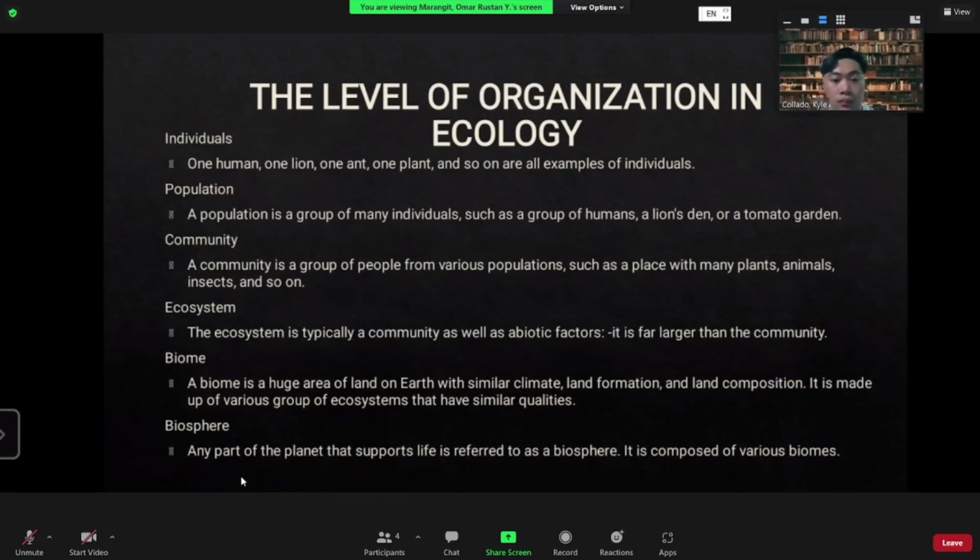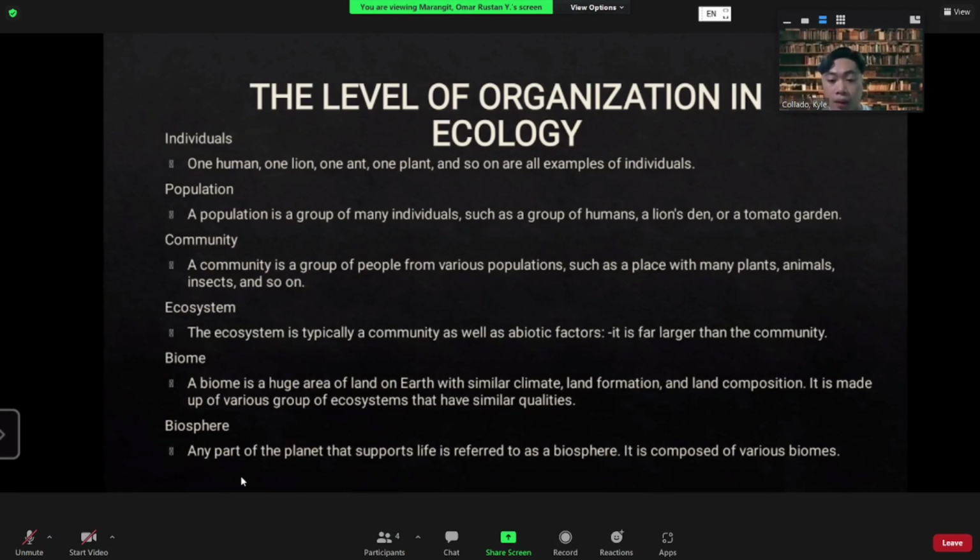Population. A population is a group of many individuals, such as a group of humans, a lion's den, or a tomato garden. Community. A community is a group of people from various populations, such as a place with many plants, animals, insects, and so on. Ecosystem. The ecosystem is typically a community as well as abiotic factors. It is far larger than the community.